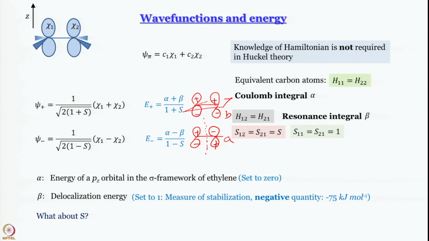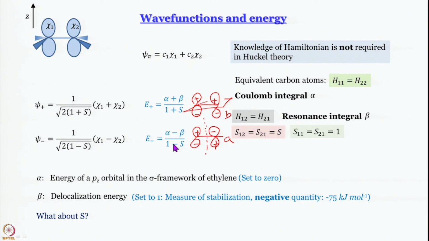Now, what is S? When we talk about butadiene, we will see how we handle S, but S is a very small number, let us just say that. This is really a very small number, so we do not bother about S most of the time. It is okay if we set S to 0. If we set S to 0, then what will happen? E plus will be beta, E minus will be minus beta.